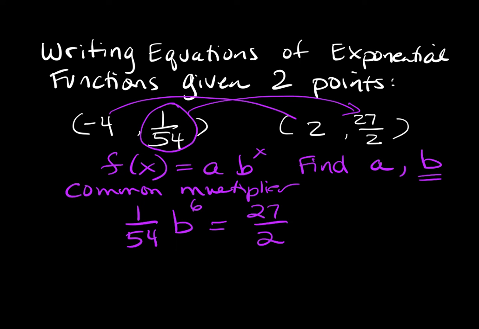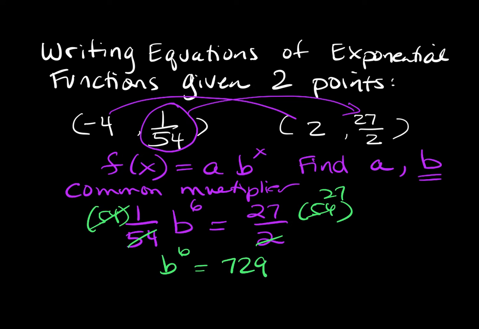The first thing we can do is multiply by 54. If we do that, we have b to the 6th equals, that's going to cross reduce, and we end up getting 729. Then our next step to get b by itself, since it's b to the 6th power, is to raise to the 1/6. That would get me a nice b. If we do 729 to the 1/6, we should get 3.